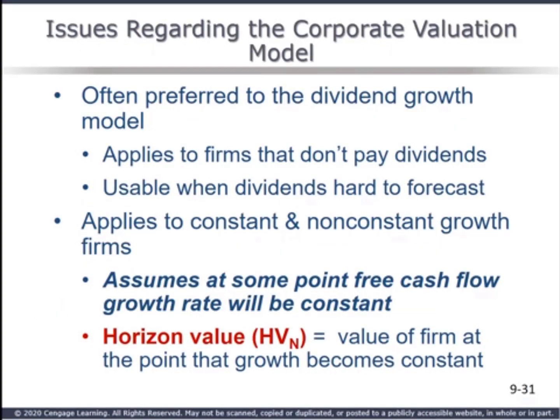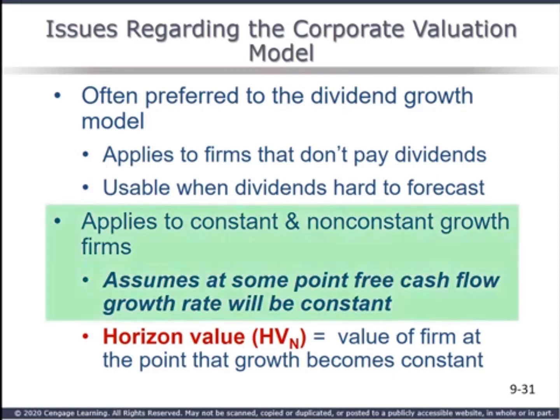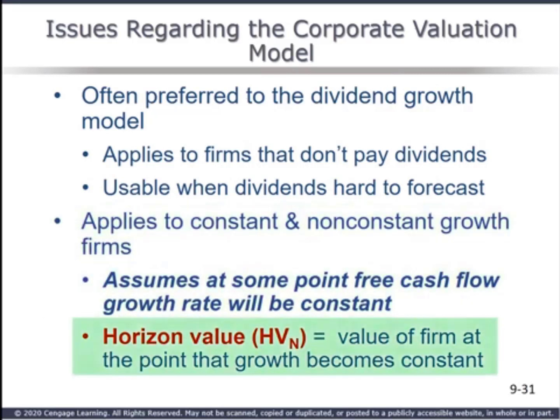The free cash flow model is often preferred to the dividend model since it can be applied to firms that do not pay a dividend or to ones whose dividend is hard to forecast. The model does assume that at some point free cash flow will stabilize at a constant growth rate. So it can also be applied to firms whose free cash flow grows at a constant or non-constant rate. Where we found the value of a share of stock at the end of the non-constant period, in the free cash flow model, we'll find the horizon value, or the value of the firm at the end of the non-constant growth.